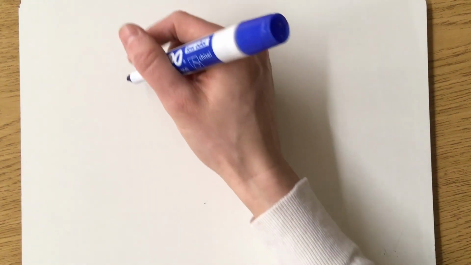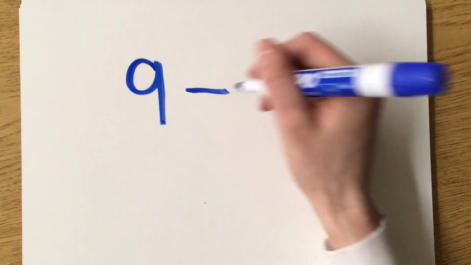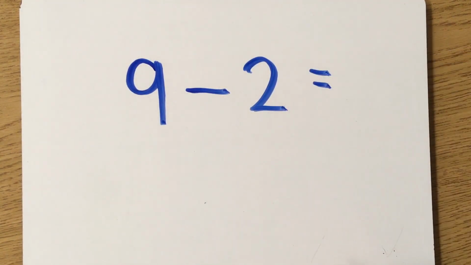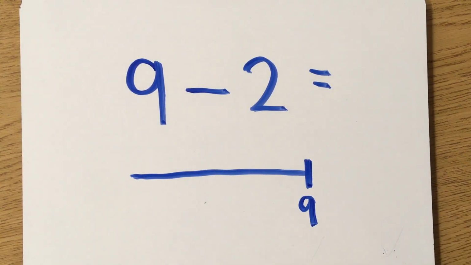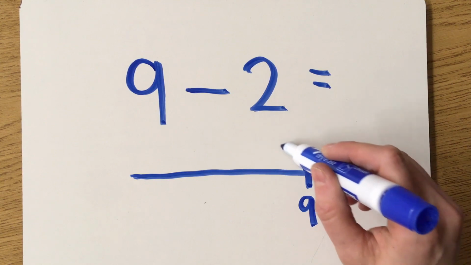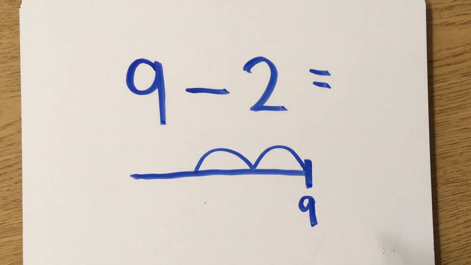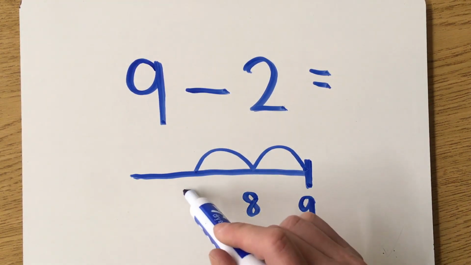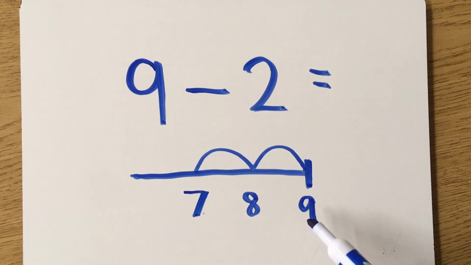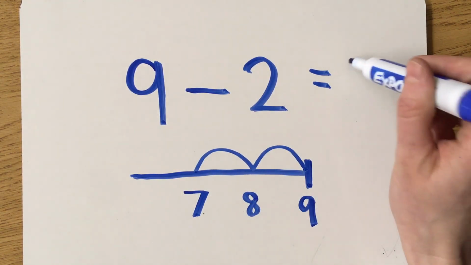You can make your own number line if you don't have one at home. Let's show an example. 9 minus 2 equals, let's draw a number line. We have 9. We're taking away 2, so we will count backwards on our number line. I jumped backwards 2 spaces. I need to count backwards. The number that comes before 9 is 8. If I jump one more time, the number that comes before 8 is 7. When I start at 9 and I count back 2, I land on the number 7.